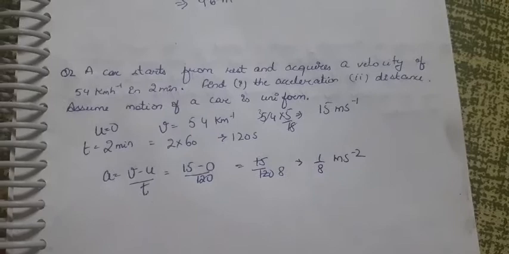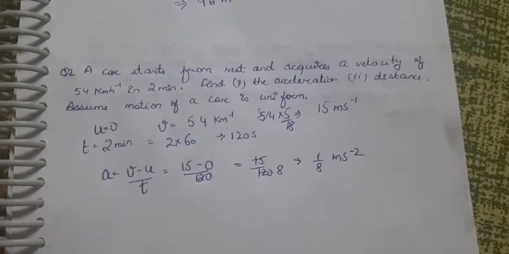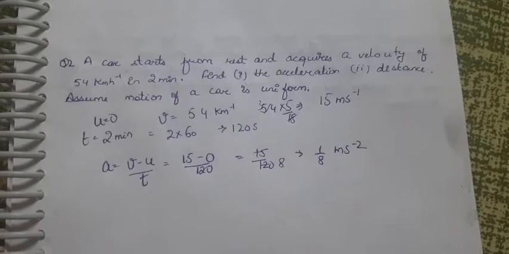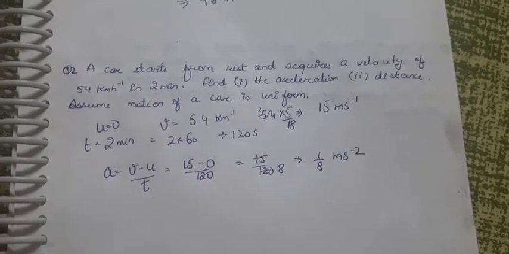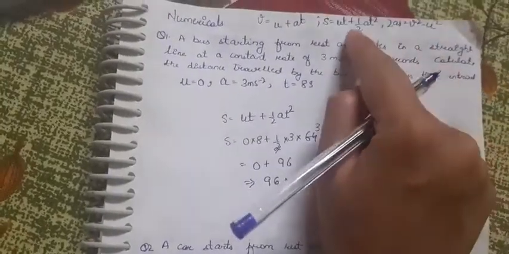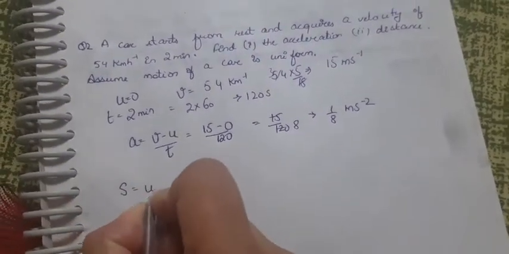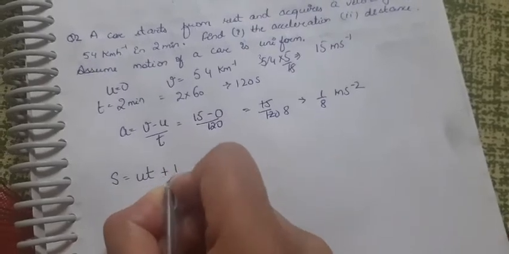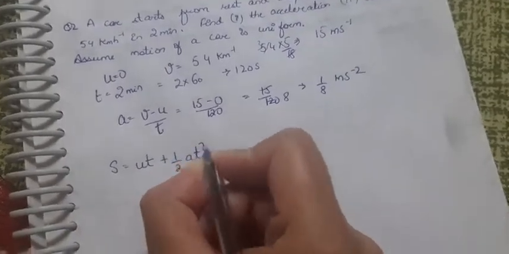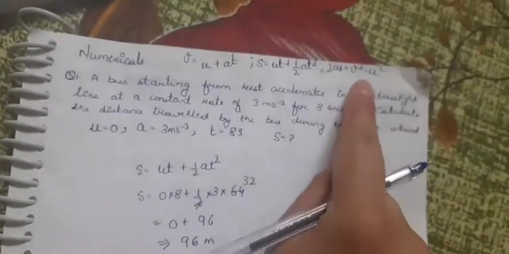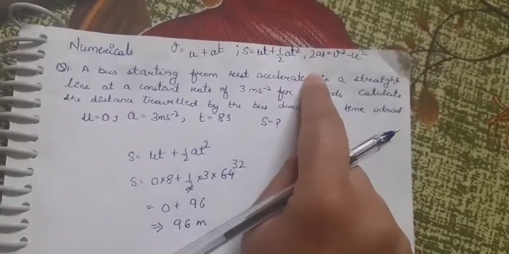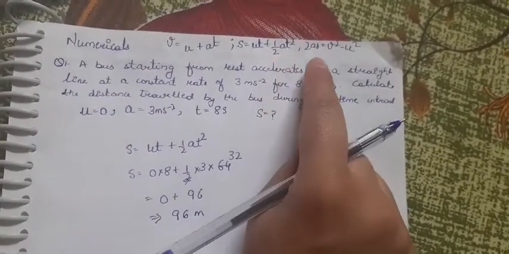Now we have found out the acceleration. Now we need to find out the distance. For distance, we can apply the formula ut plus half at square, or 2as is equal to v square minus u square. But this would be very simple, so we'll apply s is equal to ut plus half at square, because u is 0, hence this term would automatically become 0, and it would be easy to do the calculation. We can apply both formulas, but this would be simple. If you wish to apply the other formula, then you can.